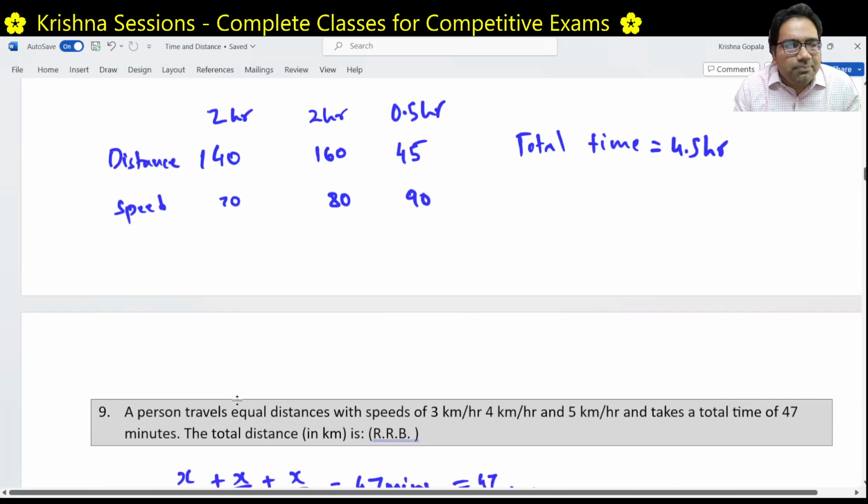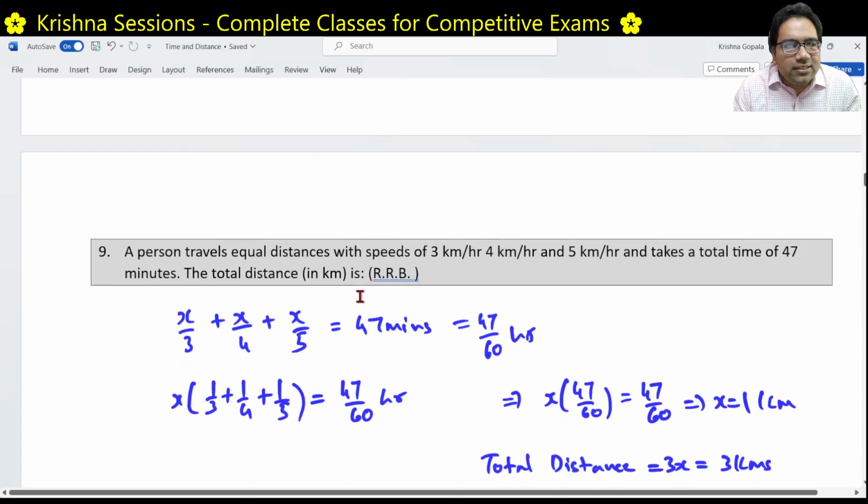Next one. A person travels equal distances with speeds 3 kilometers per hour, 4 kilometers per hour and 5 kilometers per hour and takes a total time of 47 minutes. What is the total distance? Okay, he travels at 3 kilometers per hour. What does that mean? Let's say the three distances are x, x, x.